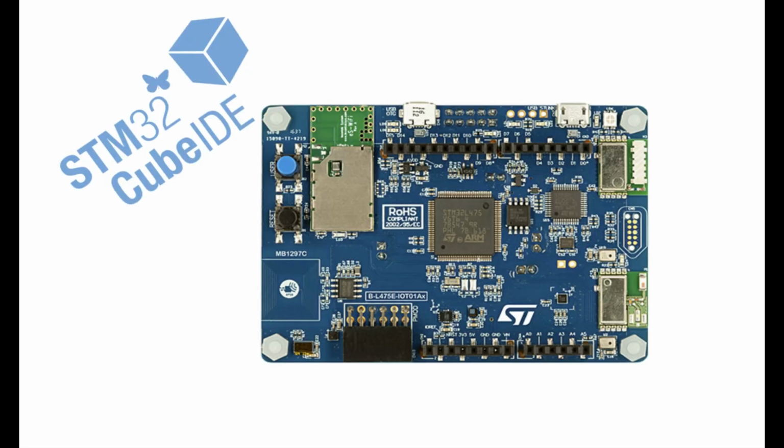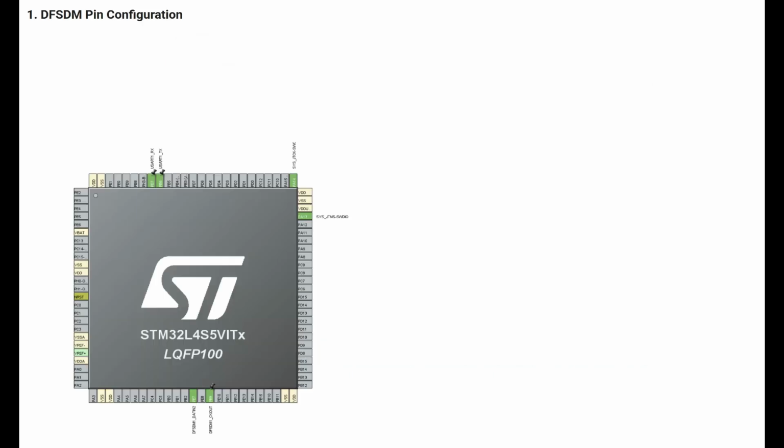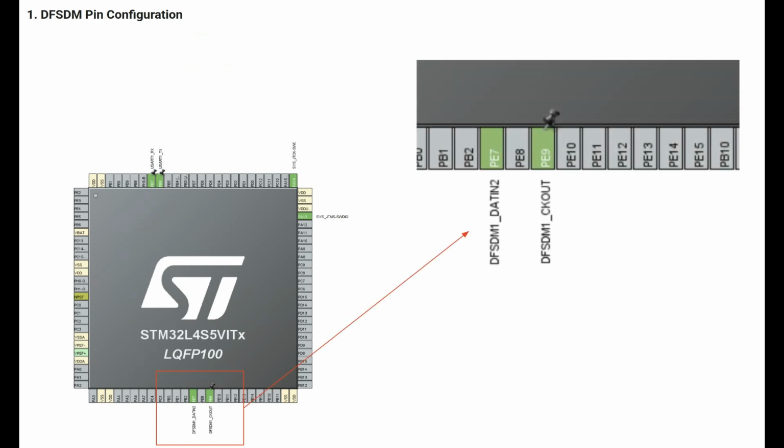Let me walk you through the STM32CubeIDE configuration. The first configuration is the DFSDM pin configuration, where we need to assign the pins of the microcontroller to the data and clock pins. Since I'm using channel 2, for data I'm using PE7 and for clock I'm using PE9.